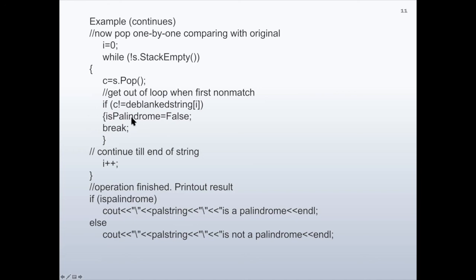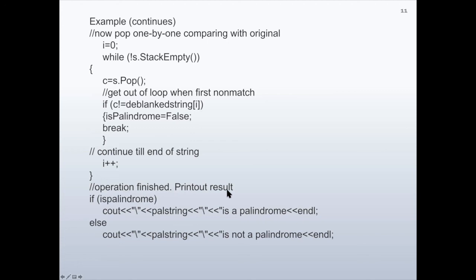If there is no break, we continue until the end of the string. Each time i is incremented by 1 in order to consider the next character in the string, and we get the next character from the stack by the pop operation. Then we get out of the while loop either by this break, in which case isPalindrome is false, or this never happens and we continue till the end of the string and the value of isPalindrome is still true. The operation is finished.